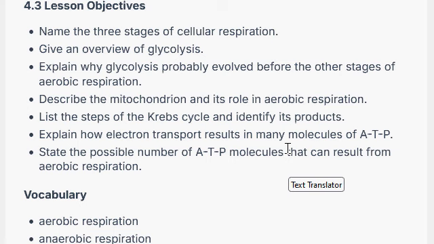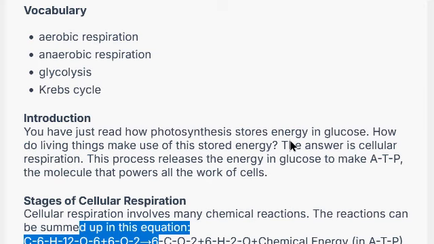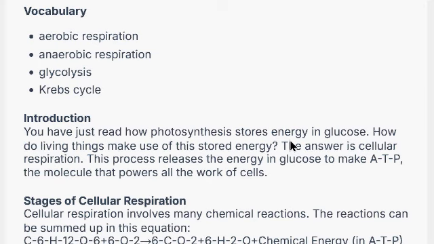List the steps of the Krebs cycle and identify its products. Explain how electron transport results in many molecules of ATP. State the possible number of ATP molecules that can result from aerobic respiration. Vocabulary: aerobic respiration, anaerobic respiration, glycolysis, Krebs cycle.